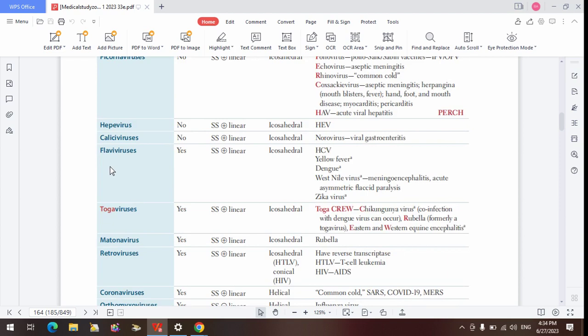So Calicivirus is norovirus. It causes viral gastroenteritis, just like Rota. So if you are seeing the option, viral cause of gastroenteritis, noro is one of them. It causes watery diarrhea too. That's just about noro, watery diarrhea.